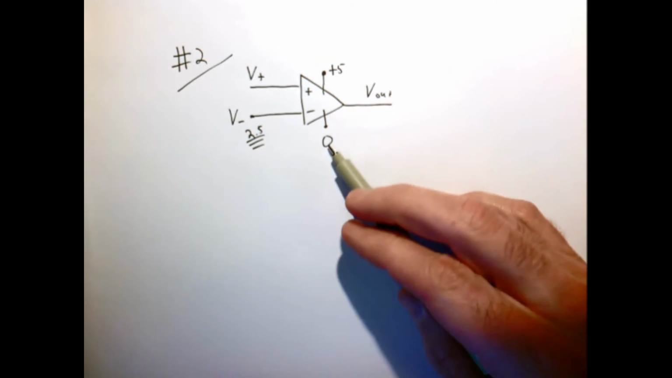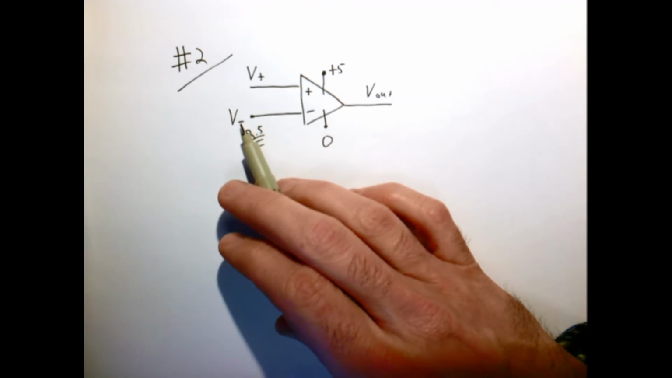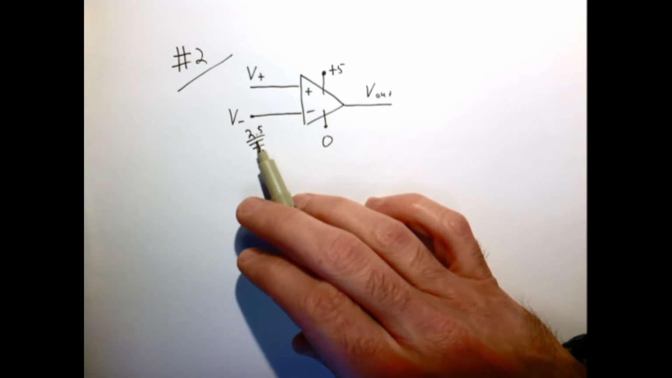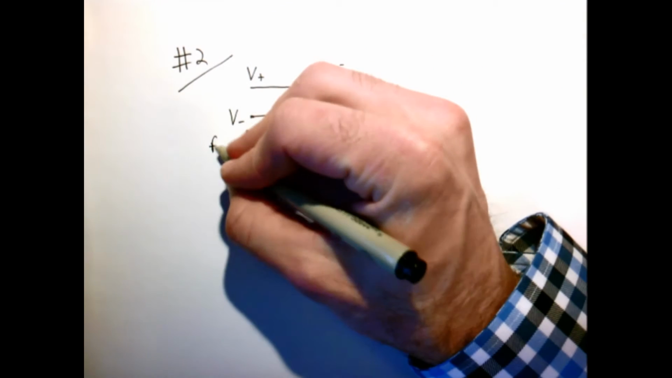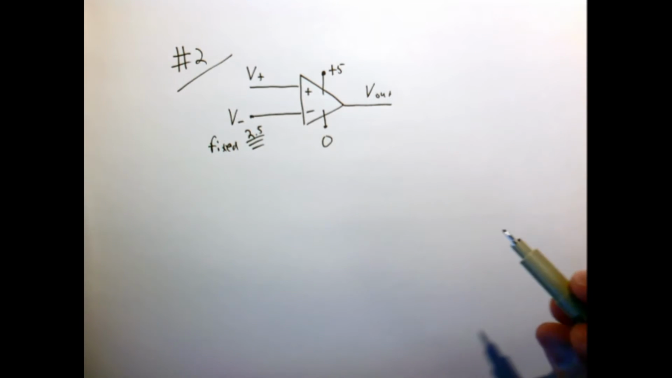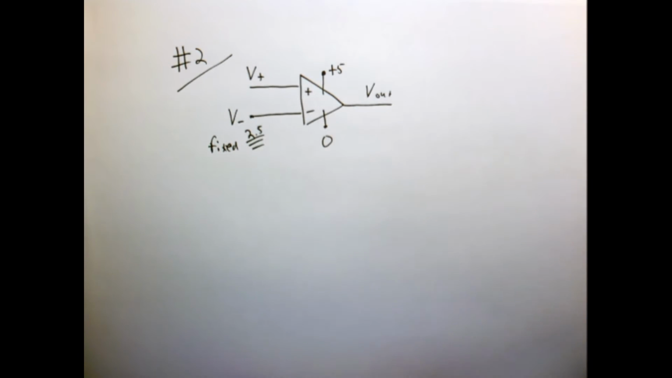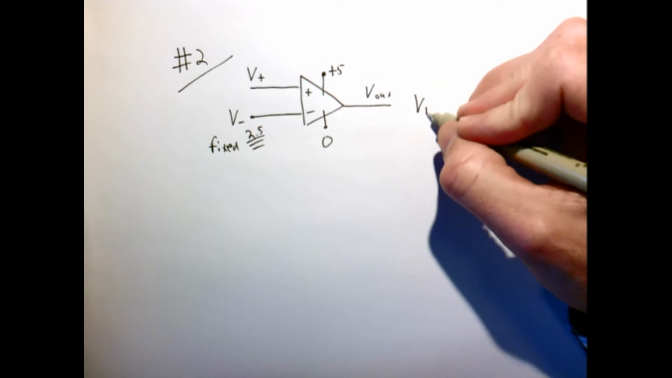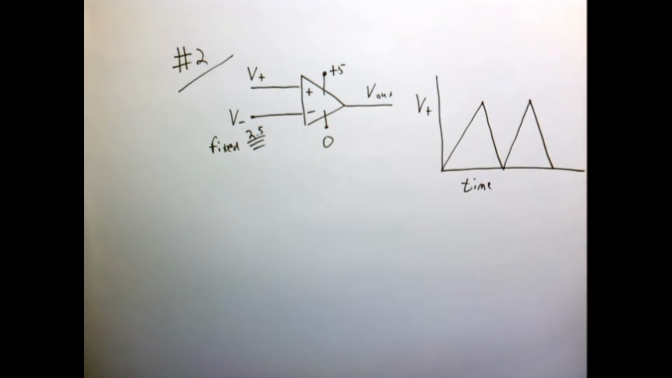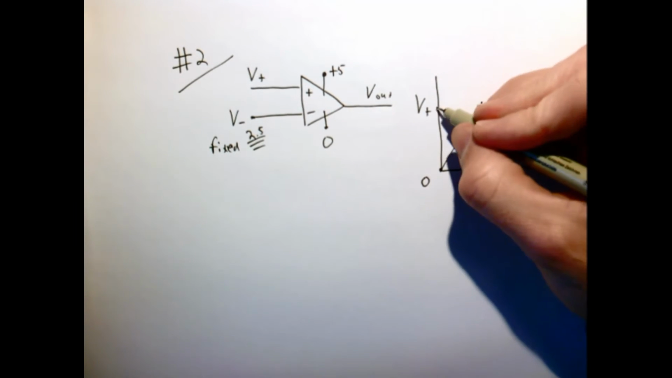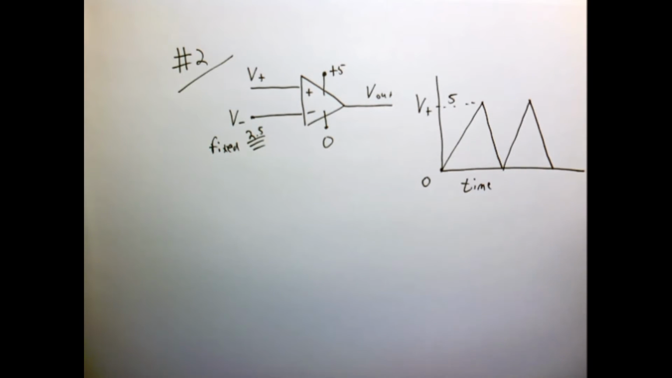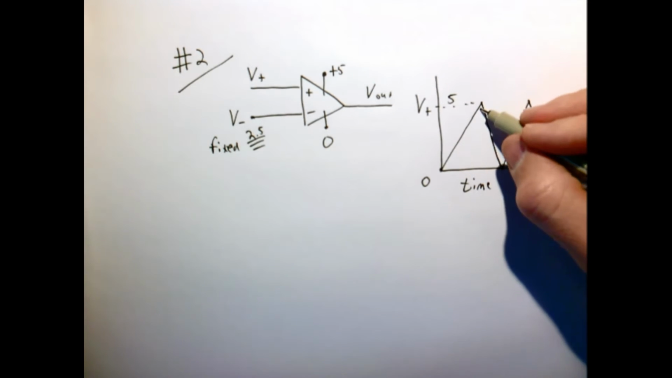I'm going to supply the op-amp with 5 volts. I'm going to hold V minus at 2.5 volts, so that's fixed. V plus I'm going to control, and I'm going to monitor V out. Specifically, V plus will be a simple ramp ranging from 0 to 5 volts, and I'll go up and down relatively slowly.